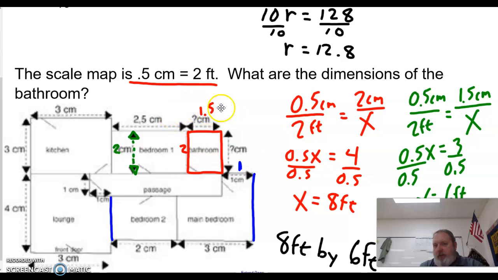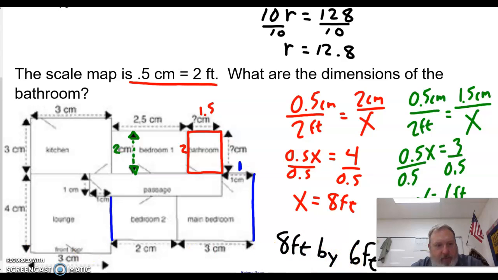And then we'll do the same thing for this one. That is 1.5 across, because we know that from here to here has to be 5 centimeters. So we got 2.5, and we got 1 right here, so that's 3.5. This has to be 1.5 to make this 5. So 0.5 over 2, 1.5 over x, and we find out that the other missing side is 6 foot. And so the actual size of this bathroom is 8 feet by 6 feet. So we have the centimeter scale. We can use the conversion or the proportion, and that in turn gives us the dimensions of the bathroom, 8 feet by 6 feet.